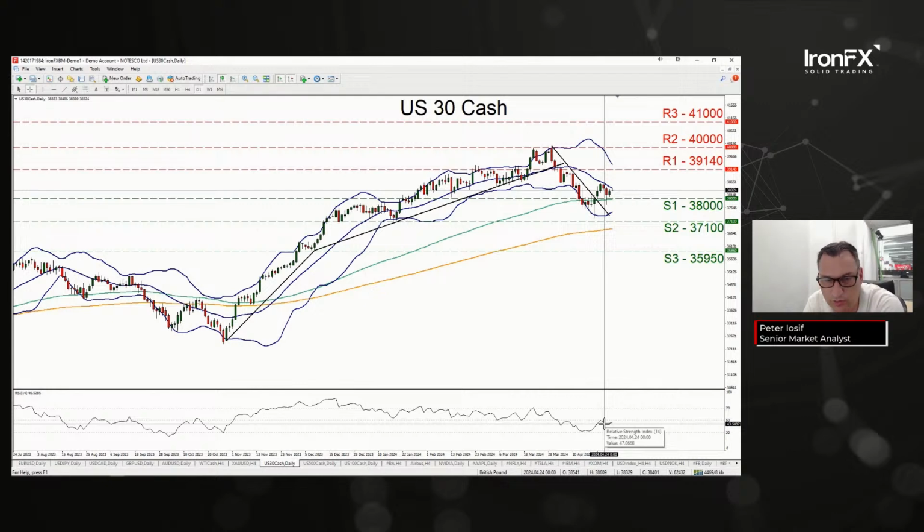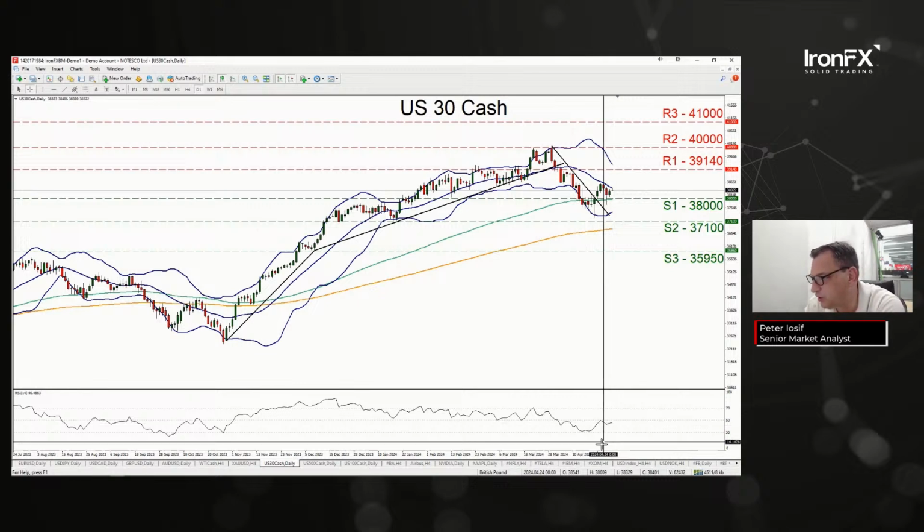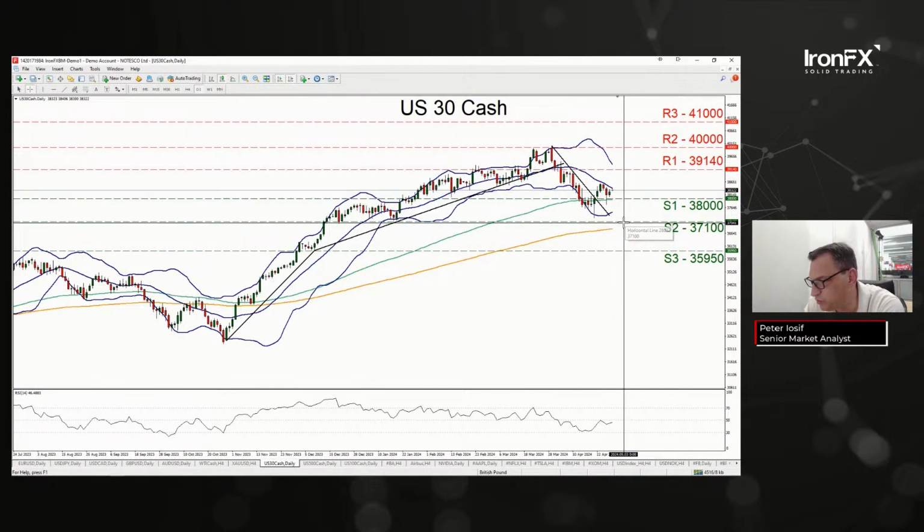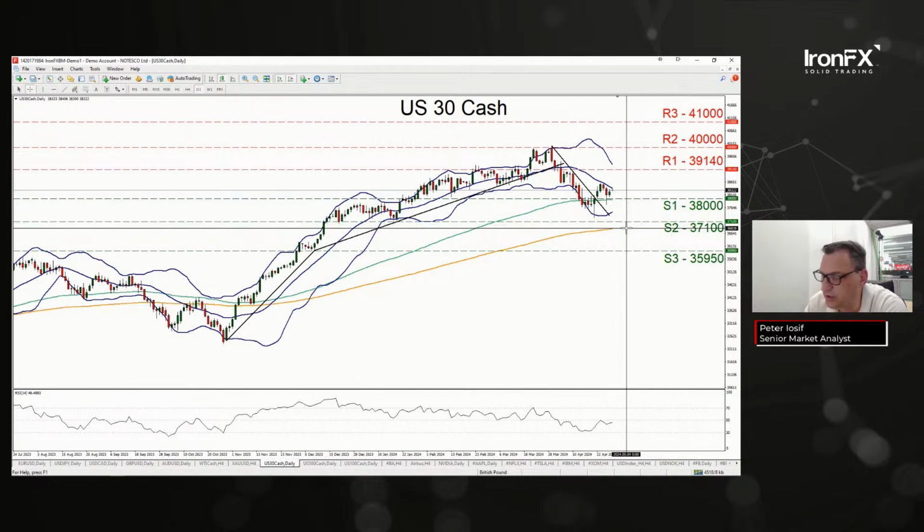So most probably I would be expecting the sideways motion to be maintained unless we see the price action of Dow Jones starting to near the R1 39,140, maybe even breaching it. And that would allow us to start discussing a possible bullish outlook. On the flip side, should the price action breach the S1 38,000, and this time for a bearish outlook, I would require also a lower low than this one here. So the price action has to breach also the 37,100 before actually adopting a bearish outlook here.